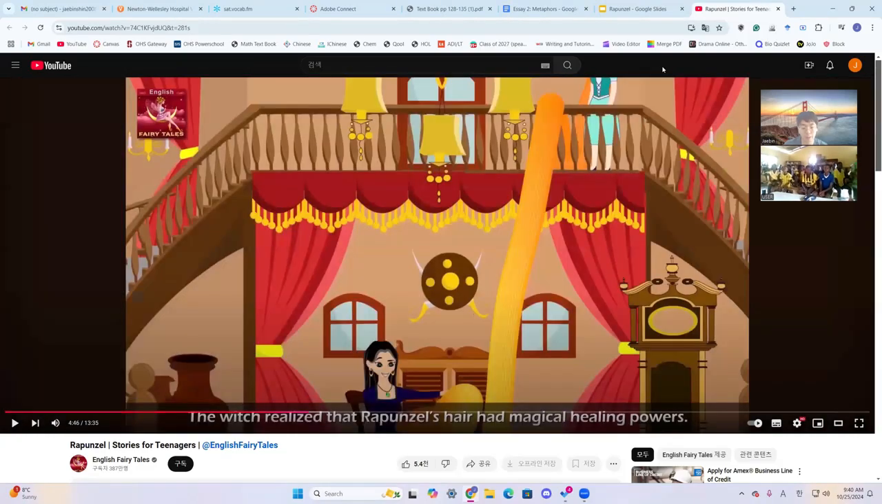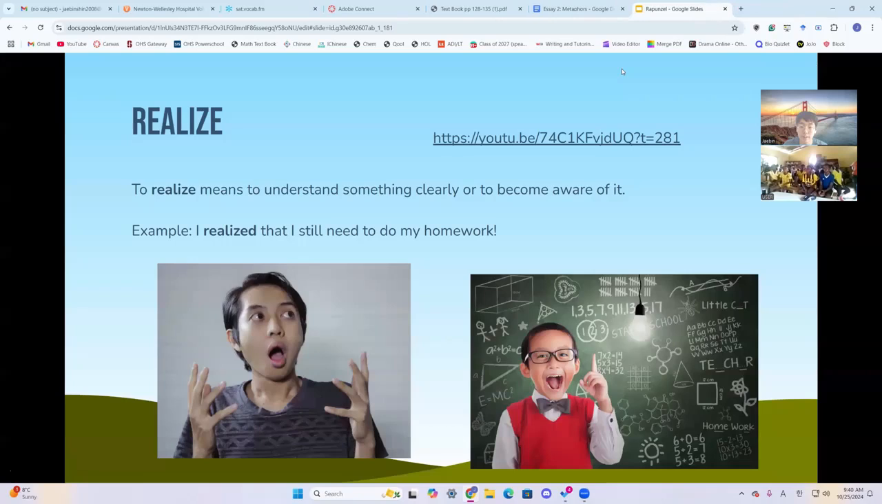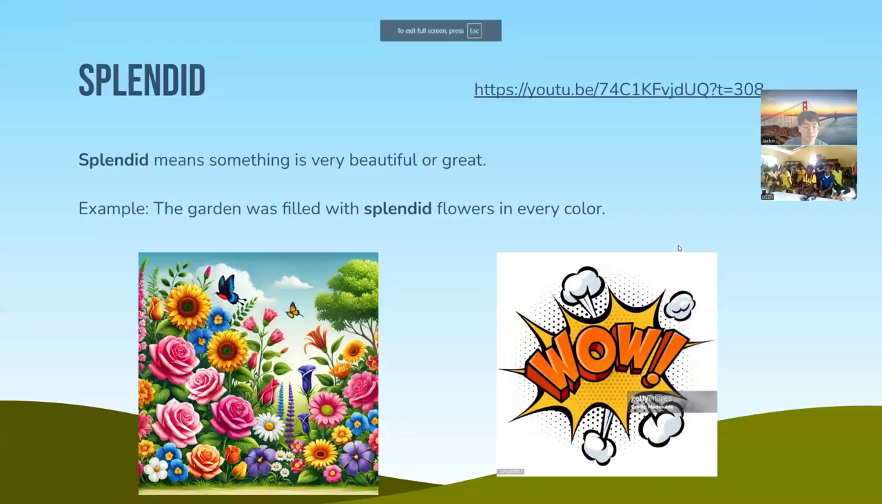So the narrator talks about how the witch realized that Rapunzel's hair had magical healing powers. Before, she didn't know, but now she realized, meaning that she understood that Rapunzel's hair had healing powers. So she didn't know that before, she just understood it. So that's realized. And next is splendid.